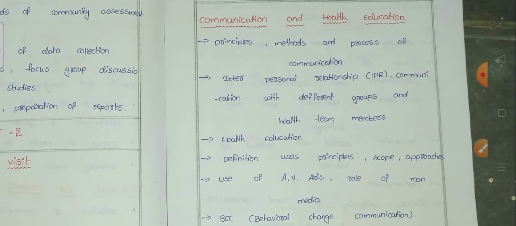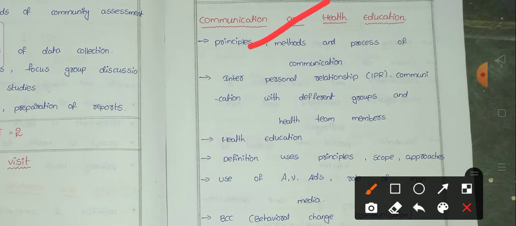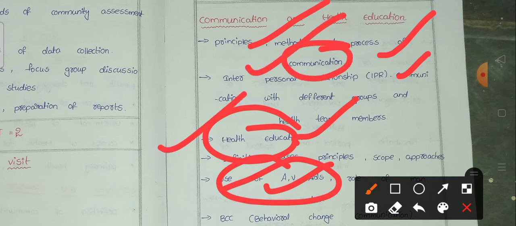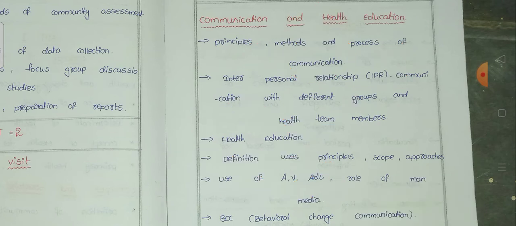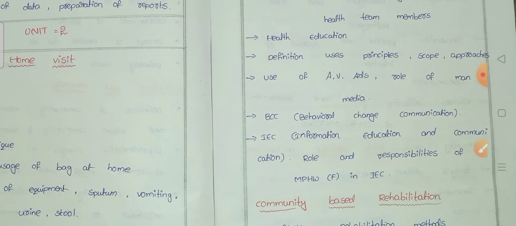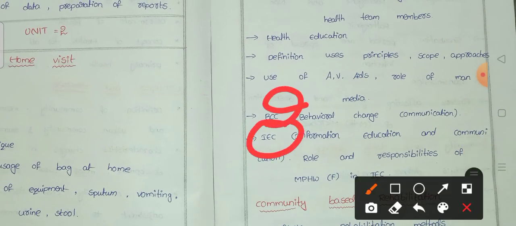In this, principles are important, methods, process of the communication. IPR, interpersonal relationship, and health education are very, very important. Definition, uses, principles, scope, approaches of the AVAs. Health education, use of the AVAs, next principles of the communication. These two topics are very, very important. Communication, health education, and completely read the AVAs. And 2 marks questions they may ask: expand BCC, expand IEC. Information, education, communication, behavioral change, communication. Role and responsibilities of multipurpose health worker in IEC.